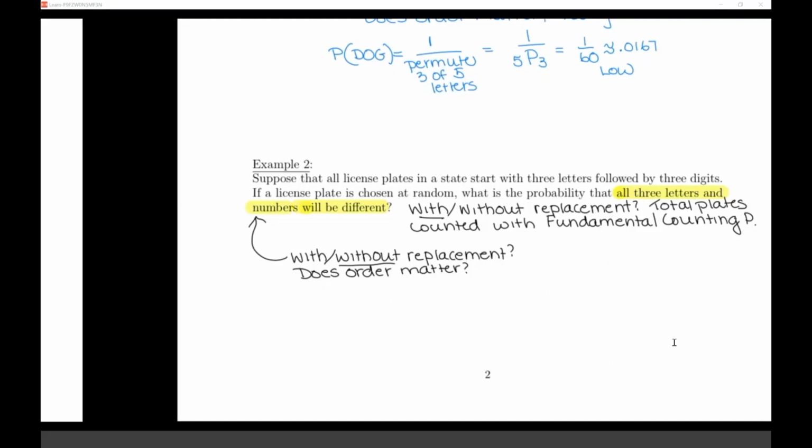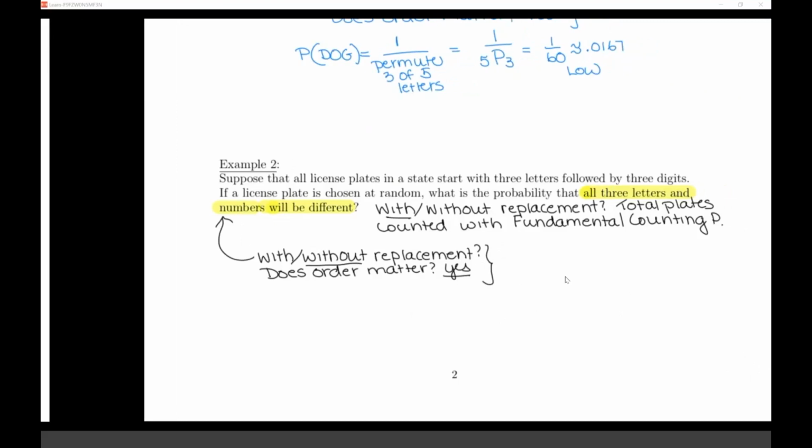Yeah, no, they're not the same plate. That tells you that order does matter on a license plate. So for the part I'm interested in, plates with all three letters and all three numbers different, I'm going to count with permutations.